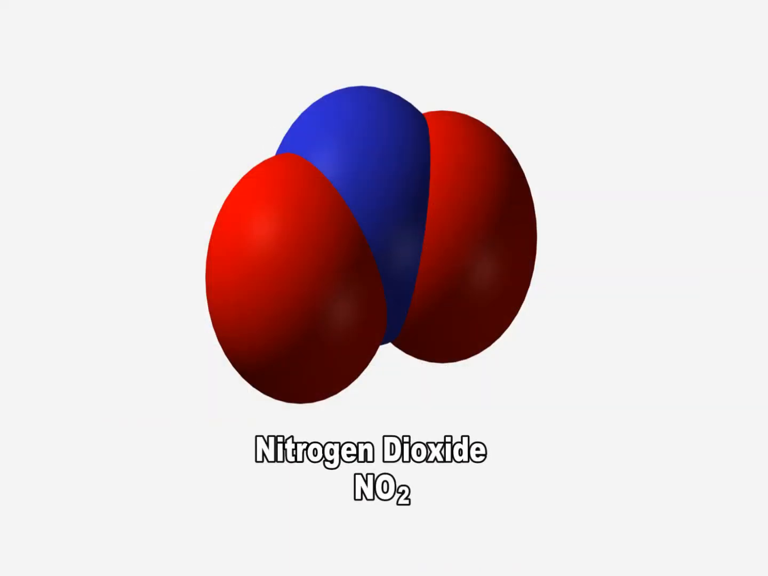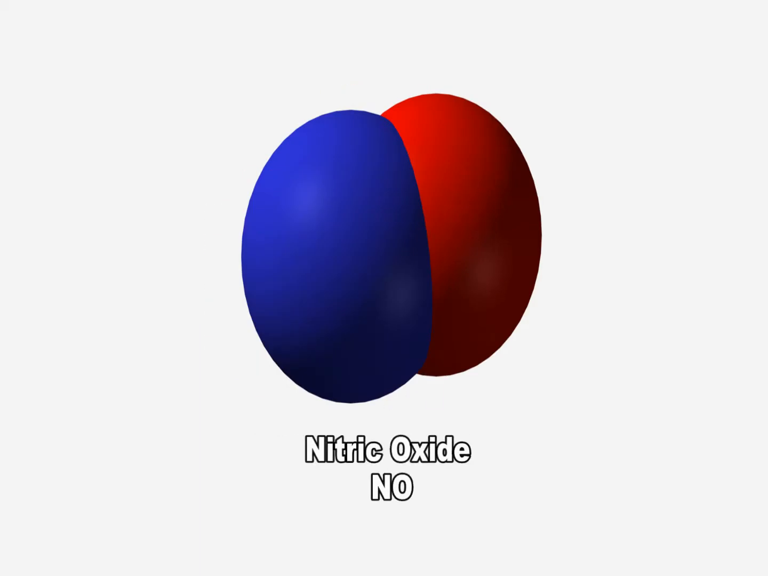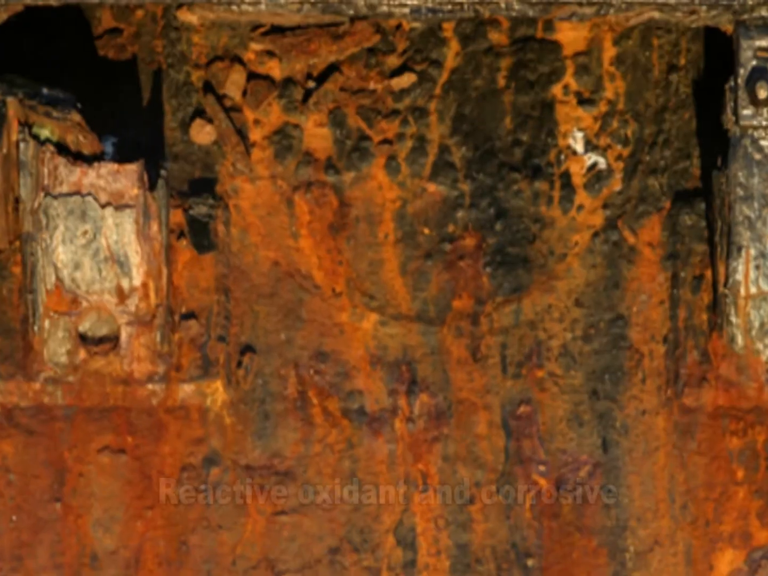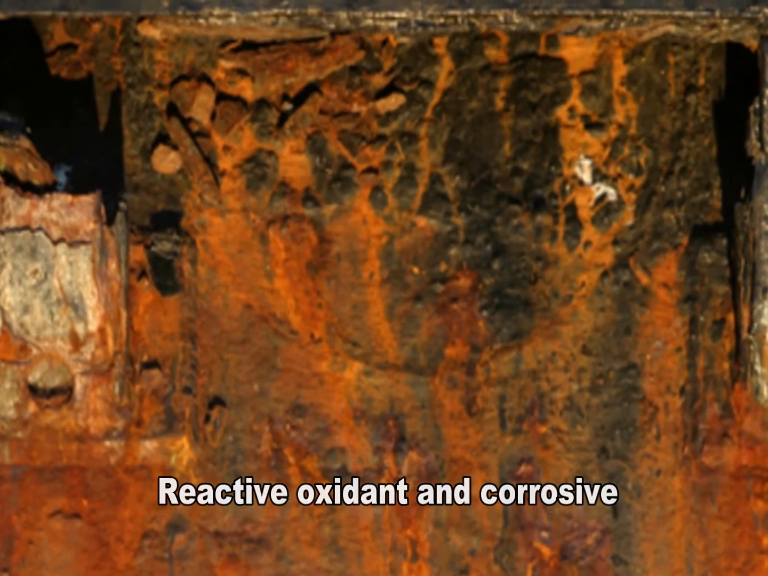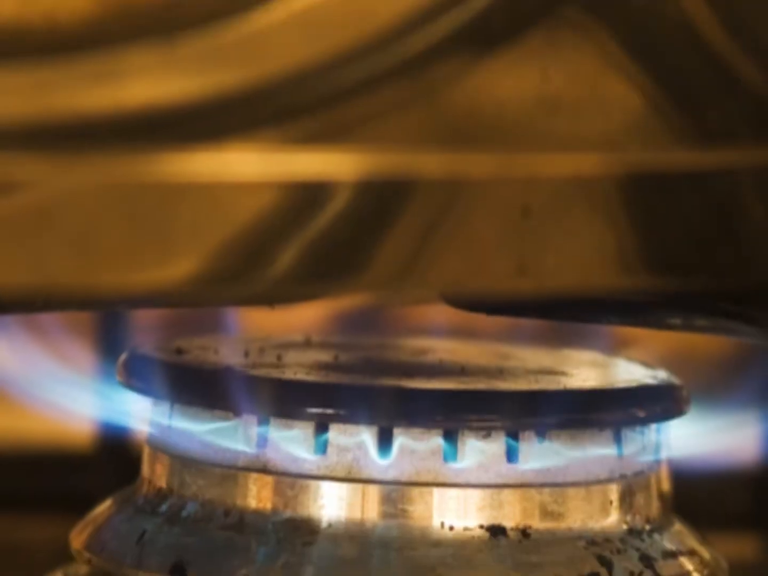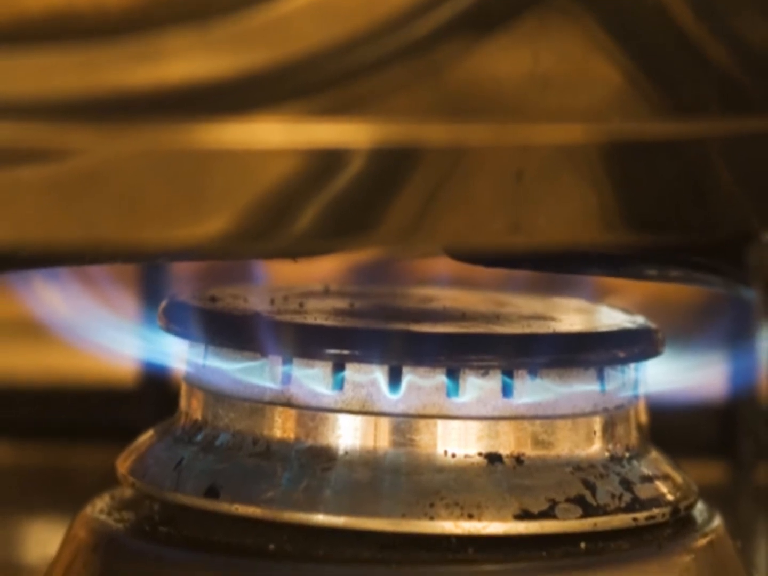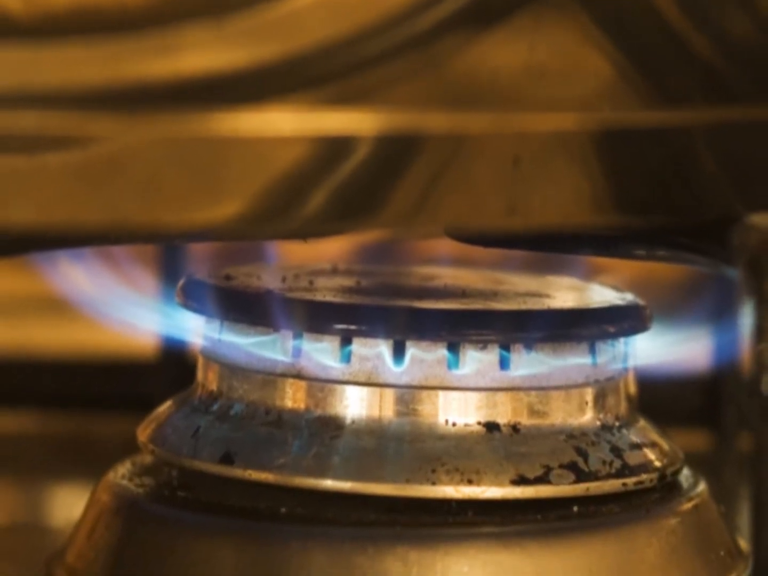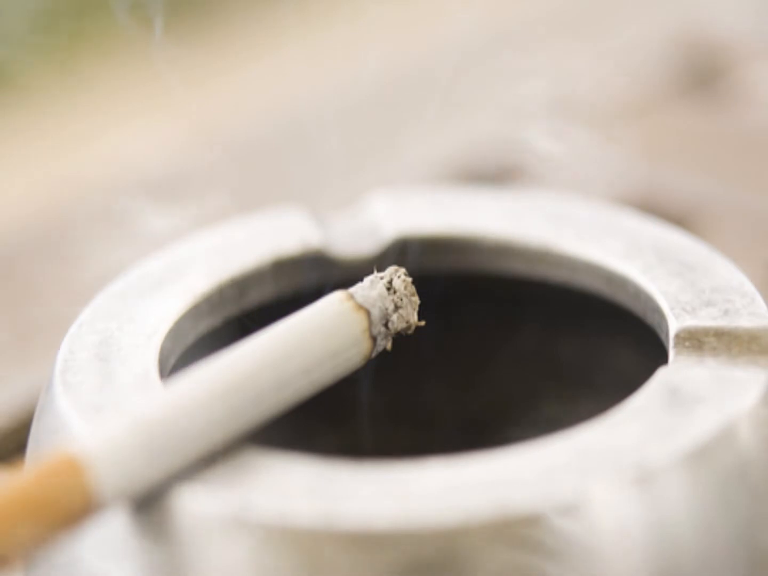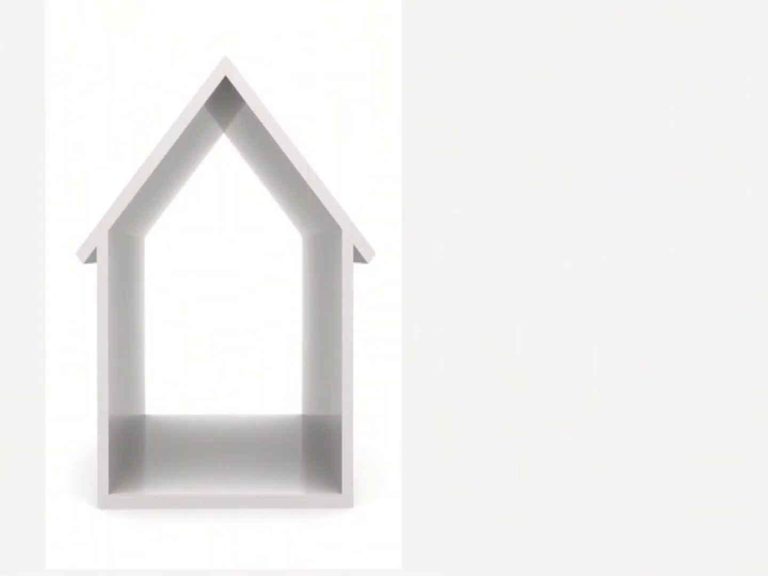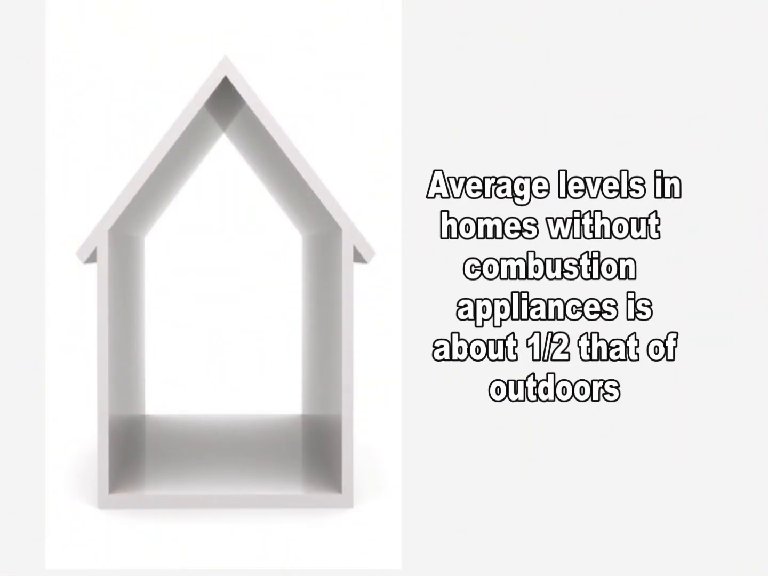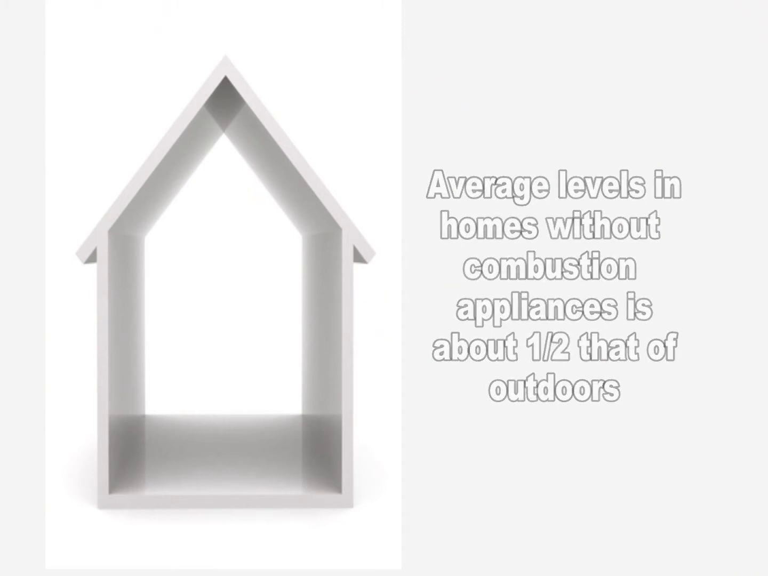Most prevalent oxides of nitrogen are nitrogen dioxide and nitric oxide. Both are toxic gases, with nitrogen dioxide being a highly reactive oxidant and corrosive. The primary sources indoors are combustion processes such as unvented combustion appliances, vented appliances with defective installations, welding, and tobacco smoke. Average levels in homes without combustion appliances is about half that of outdoors.